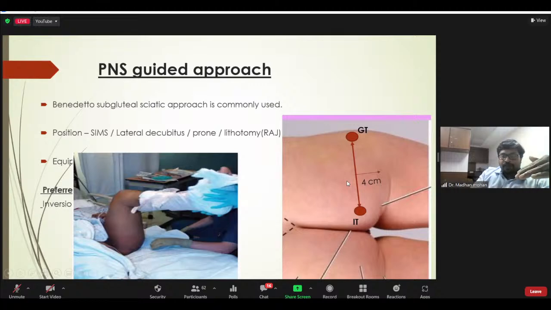And this is the routine approach, or the approach introduced by Benedetto. Suppose the patient is not able to turn lateral or prone, you want to do it in a supine position, which was introduced by Dr. Raj. So again, your needle entry will be the same. The landmarks are the same. Only thing is the patient is lying supine and the hip is flexed and the leg is extended, and you can very well palpate the structures, put the needle inside and stimulate the sciatic nerve.